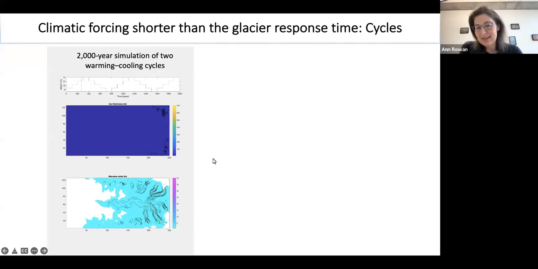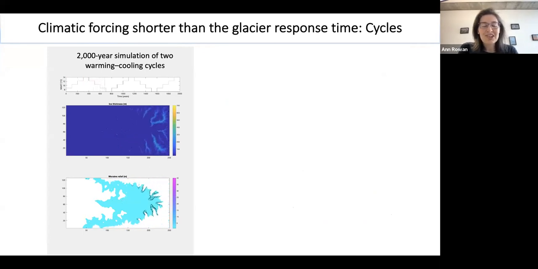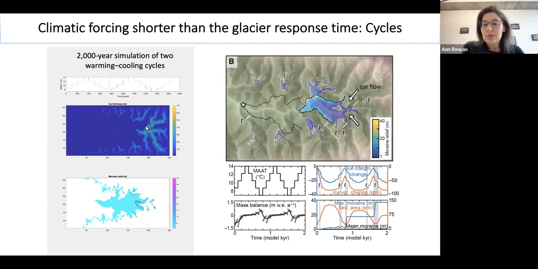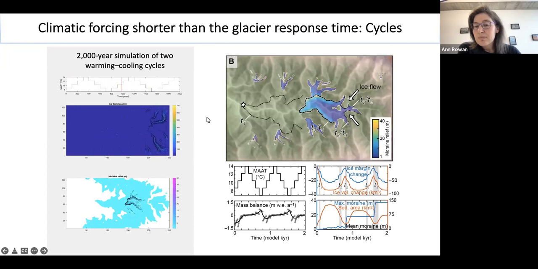So this is then similar to the previous slide. The change in climate is occurring more rapidly than the glacier response time, but this is looking at a cycling of climate. So the glacier is going through two warming-cooling cycles, and the result of this is that it still builds a similar number of moraines, but they're in a different position to the advance sequence.